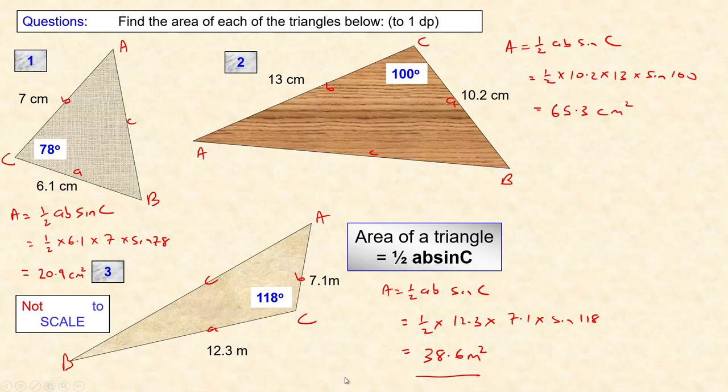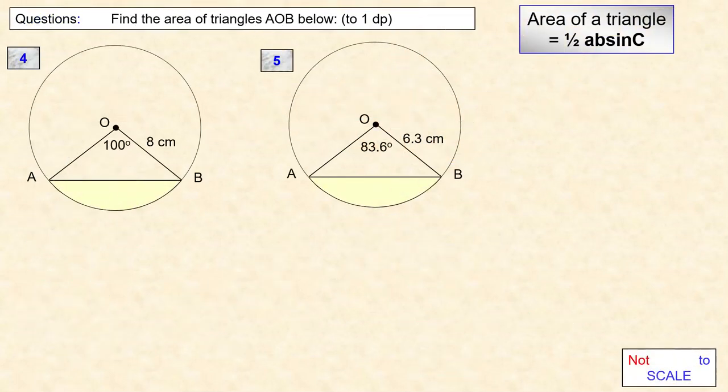Okay, so hopefully you've marked those. Hopefully they all worked out to one decimal place. And we'll move on. 2 questions here. Your turn to have a go. Hit pause. Have a go at them. When you're ready to look at the solutions, hit play.